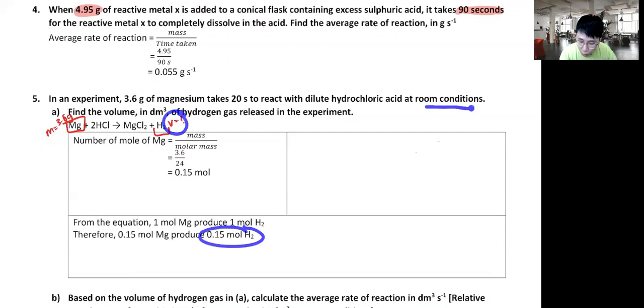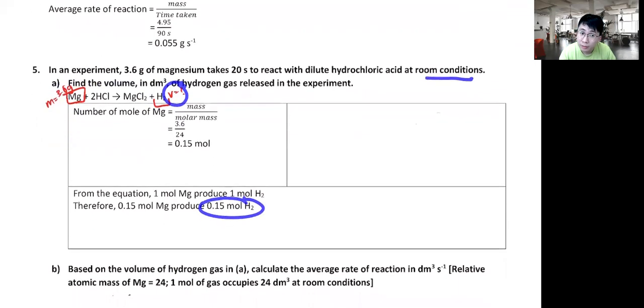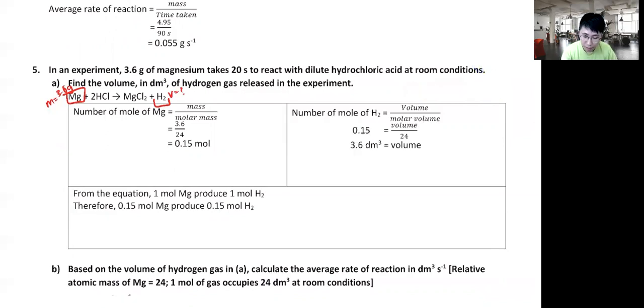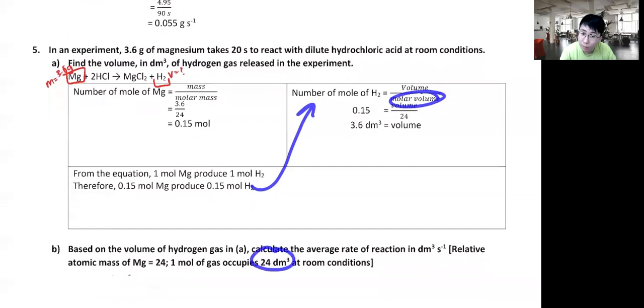And do you see they mentioned room condition to you? For those who remember, what formula from number of mole can use room condition, can use STP? We call that number of mole equals volume over molar volume. So I'm going to use that as my last formula. I have my number of mole of H2. I have my molar volume given by the question, 24. So I'm going to bring my 24 over and multiply by 0.15. I get my volume of H2 gas is 3.6 dm cubed. And that's how we find a value for a chemical when they give you something else.